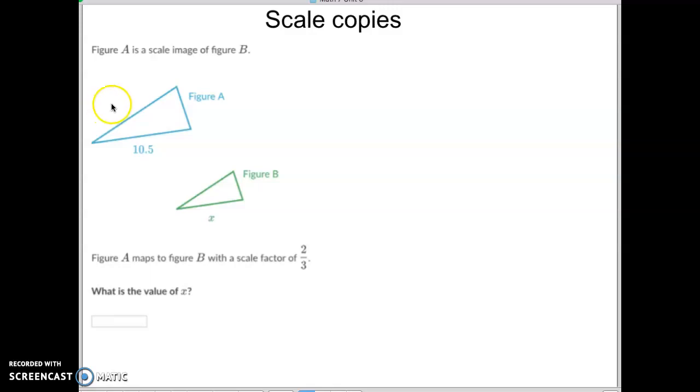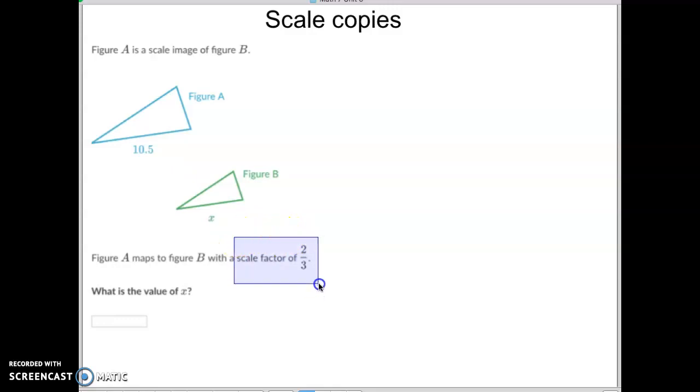So you need to know that figure B is a scale copy of figure A, meaning they take figure A times some scale factor to equal figure B. In order to get from 10.5 to x, they're telling you they multiplied by a scale factor of 2/3. So we need to take 10.5 times 2/3.